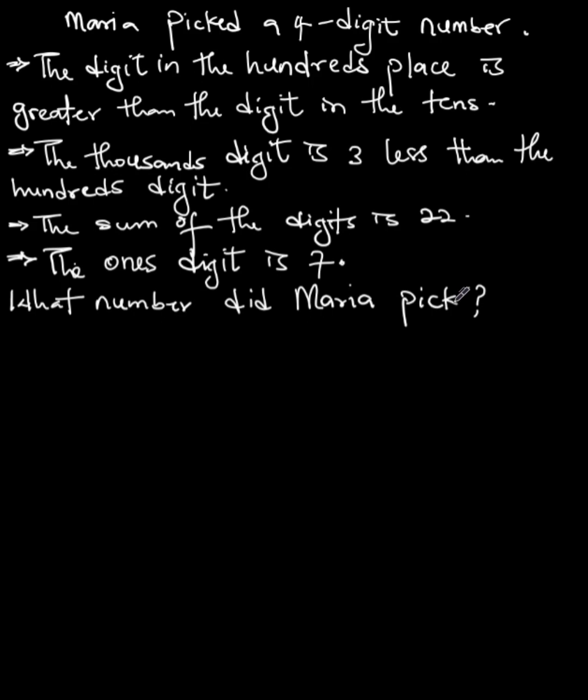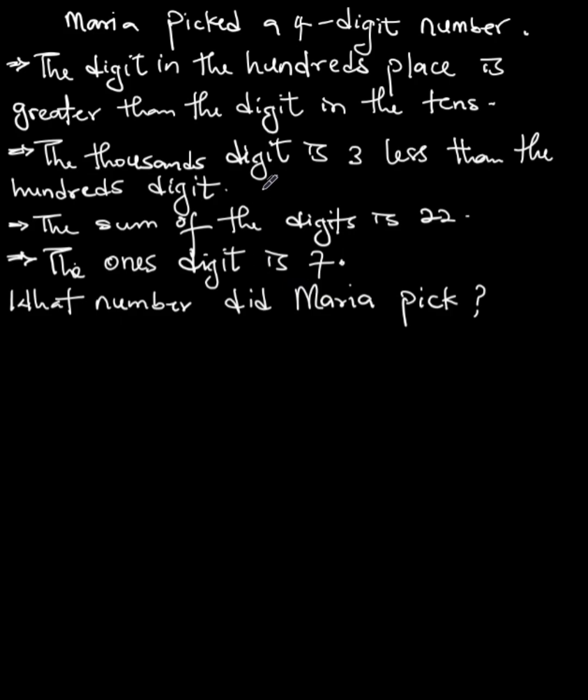So a member of our community sent me this question that says, Maria picked a 4-digit number. Number one, the digit in the hundreds place is greater than the digit in the tens. The thousands digit is 3 less than the hundreds digit. The sum of the digits is 22. The ones digit is 7. What number did Maria pick?